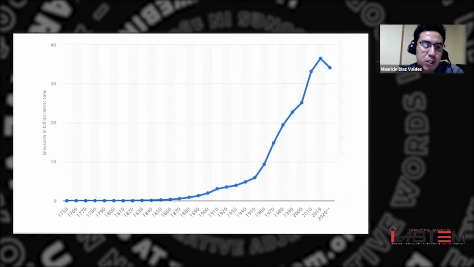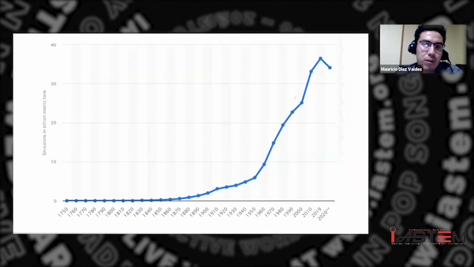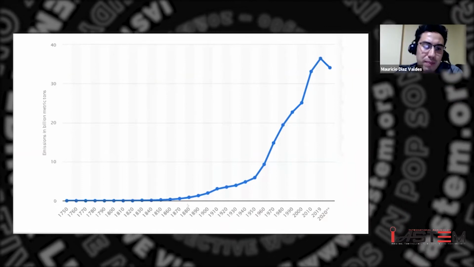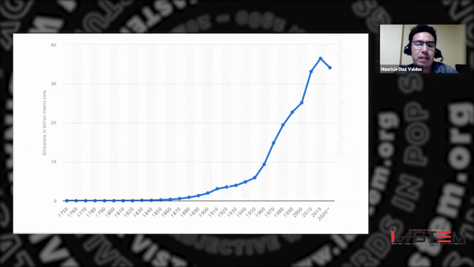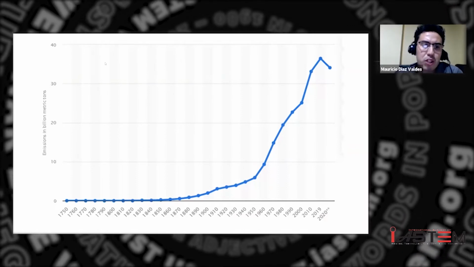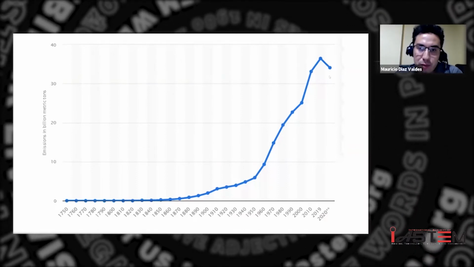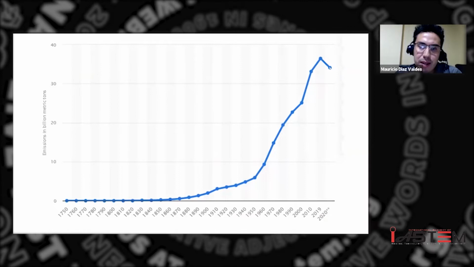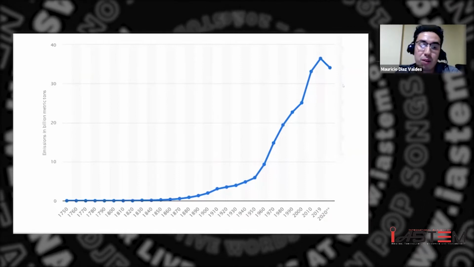As we can see, this is a chart that begins in the Industrial Revolution, and we can see how the line begins showing a lot of new CO2 emissions. At this point, we can see that with the beginning of the coronavirus, emissions begin to go down.